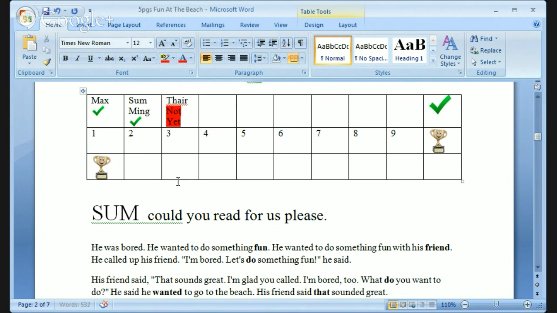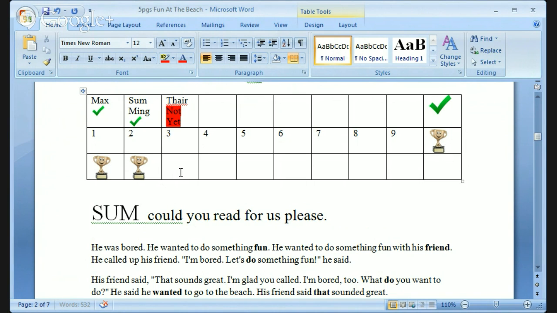Two people were bored, and one called his friend to talk to his friend. He was bored, and his friend said, I was bored also. So they decided to go to the beach, and he picked up his friend to the beach and swam in the ocean, and made a sand castle. Okay, thank you. Very good.